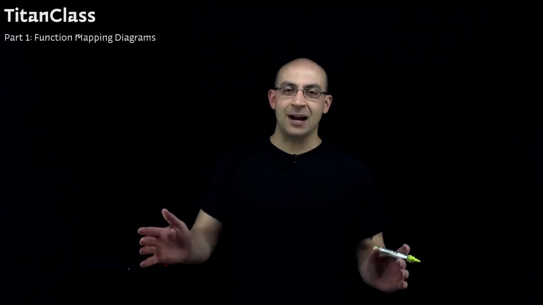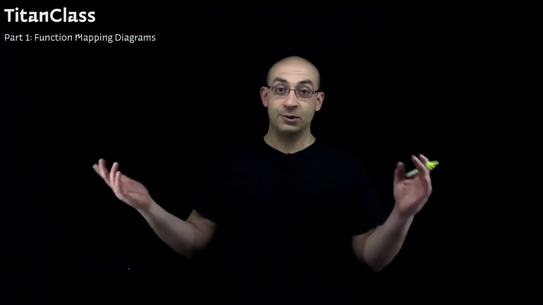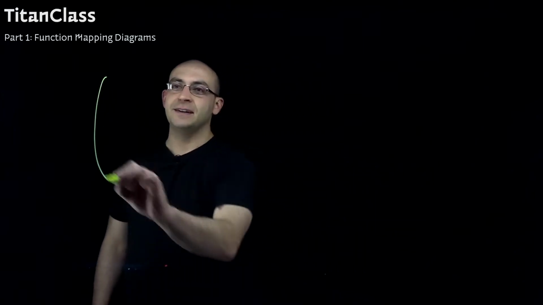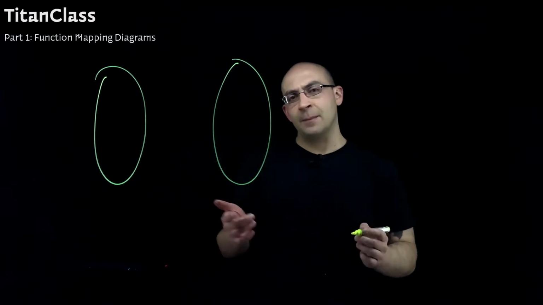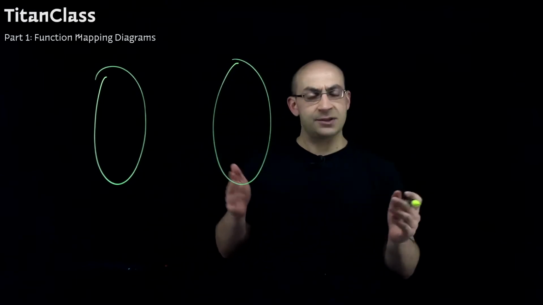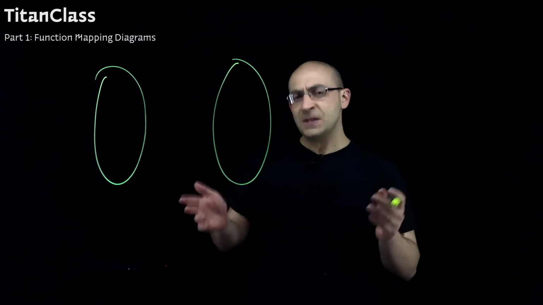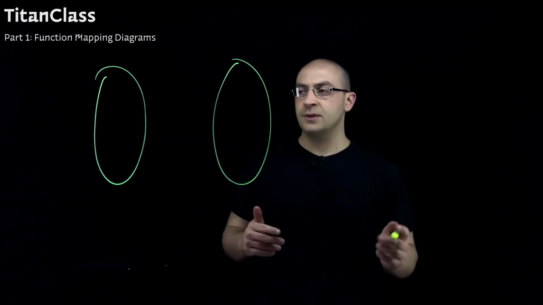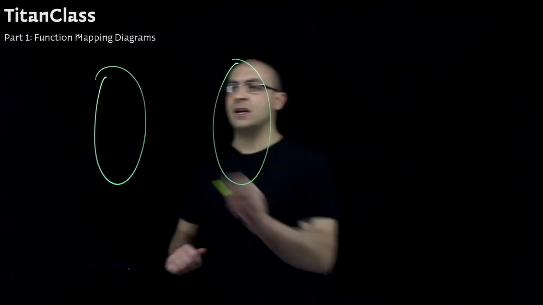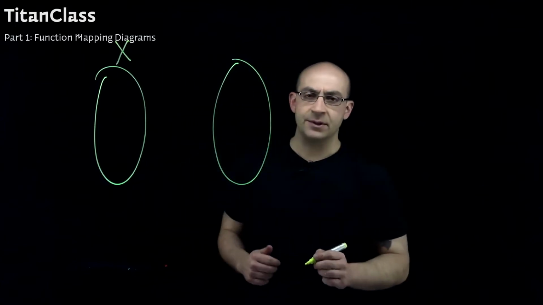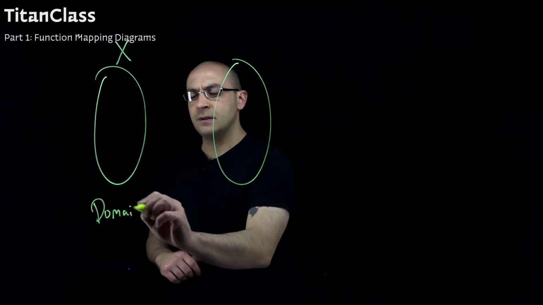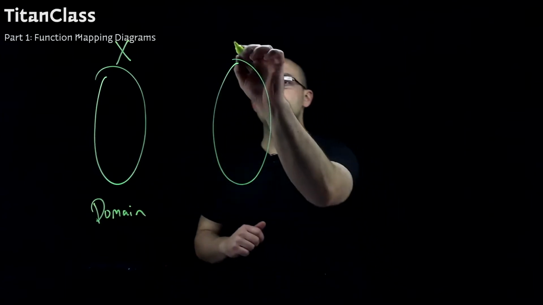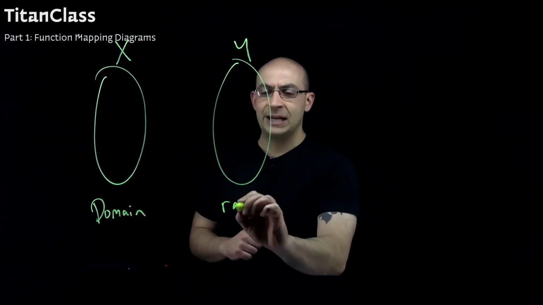A mapping diagram is really just two ovals or two circles, right? So what we have here is we're going to have two ovals. Now, they're filled with numbers or objects or letters or whatever we want to talk about. For this particular video, though, I want to focus on just numbers. So the left-hand side oval is going to be our x values, our domain values. And our right-hand oval is going to be our y values, which is our range values.